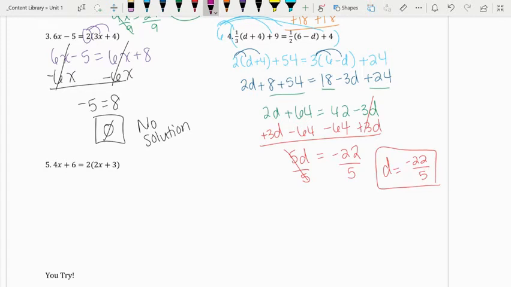Number 5, we would do the same thing and distribute the 2. The left side does not need to change at all yet, so we have 4x plus 6. When we distribute the 2, we get 4x plus 6. And if you notice, these things are the same, right?